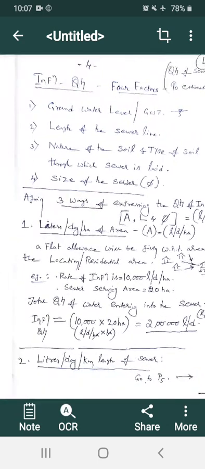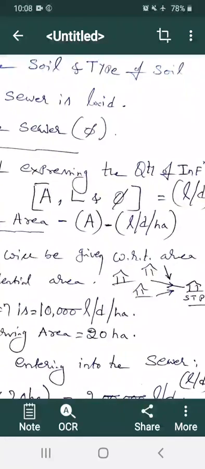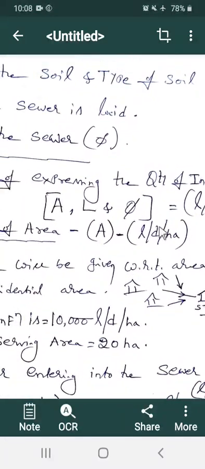Now, the first one is the area of the catchment. The catchment area will be considered. So many liters per day are entering into the pipeline with respect to the area. Area means hectares. So many liters of water are entering into the pipeline per day per hectare of catchment area.